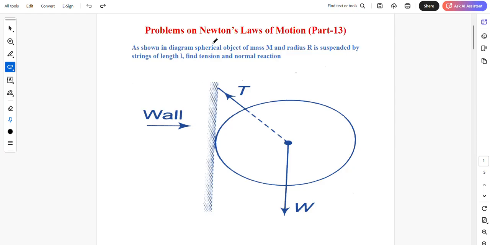Today we'll be seeing some important problems on the chapter Newton's laws of motion. This is part 13 of the video. Kindly go through the previous videos also so that you can understand the problems very clearly. This is the first problem of part 13.